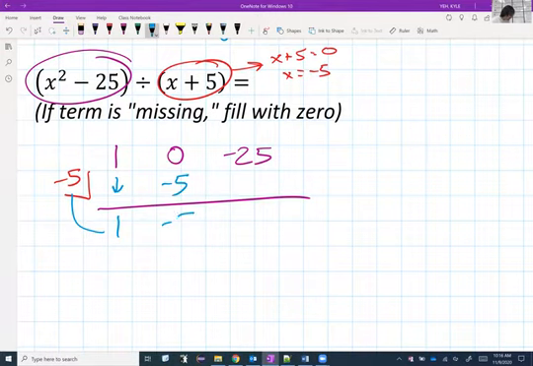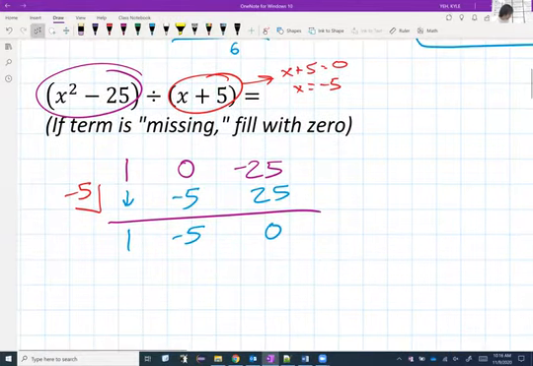Add straight down is negative 5. Multiply by what's in the box is 25. Add straight down is 0. And this is actually kind of a cool result. We get a 0 there in that last column. That means there's no remainder. This divided perfectly evenly.